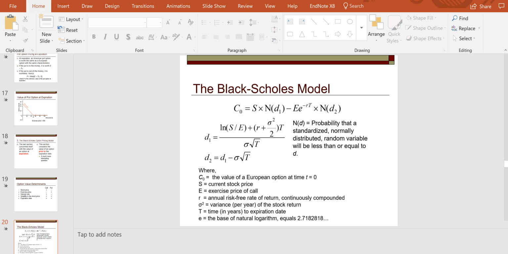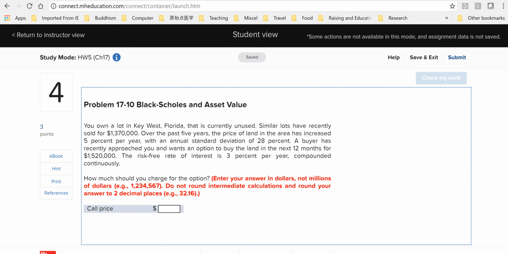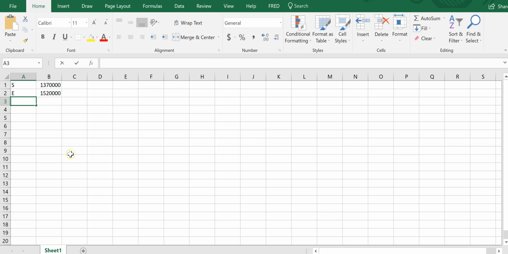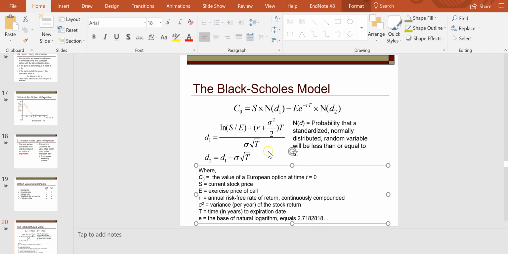And the third input, if we check this formula for D1 again, is R. R is the annual risk-free rate of return, continuously compounded. Going back to the setup, the risk-free rate of interest is 3% per year compounded continuously. So this is the annual interest rate and it's compounded continuously. That means R is simply this 3%. And go back to the formula again.